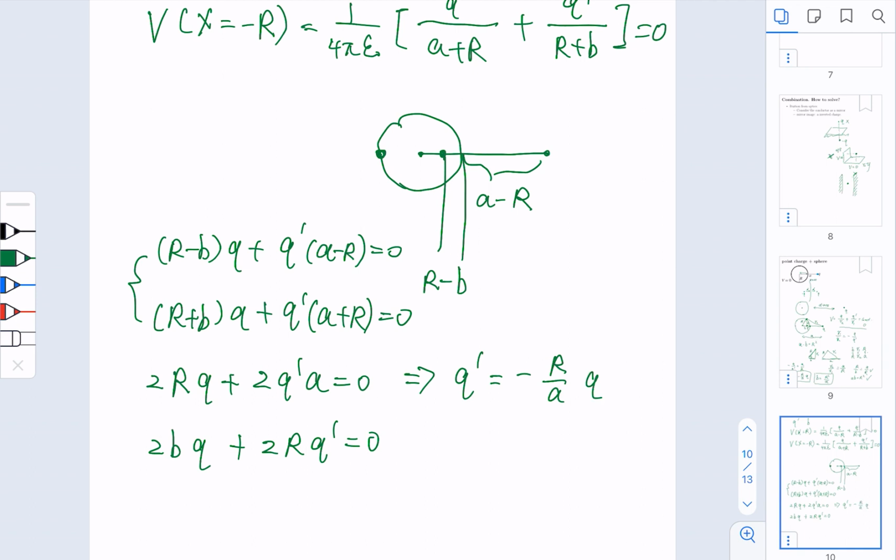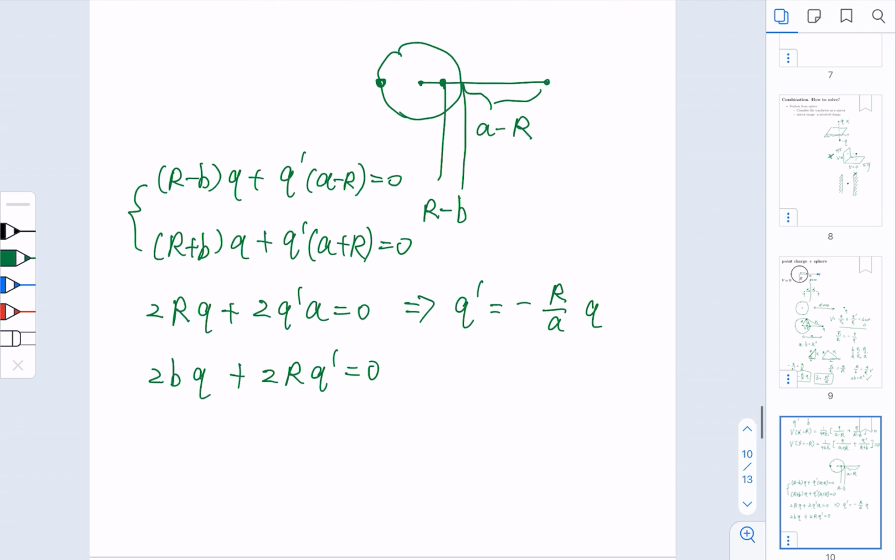Now if we put that into the second expression, then this means 2BQ minus 2R squared over A times Q equals 0. Then this means that B should be R squared over A.